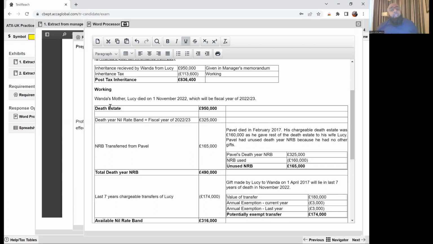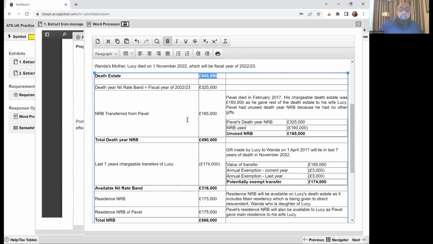Now we have to calculate Vanda's post-tax inheritance from Lucy. Now Lucy is the mother of Vanda. Lucy is the mother. She's dying and she's giving inheritance to Vanda worth 950,000 that is given in the manager's memorandum. We need to calculate the inheritance tax to arrive at the post-tax inheritance which is asked. Now, how to work out the post-tax inheritance? We wrote the death estate, that's 950,000. Okay. Then there is the death year nil rate band.